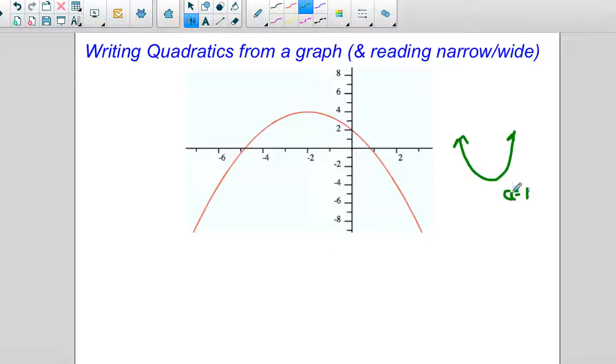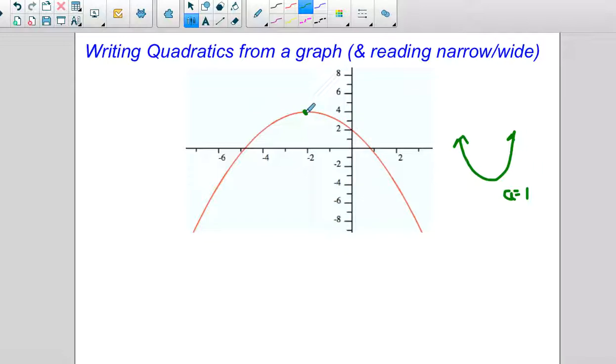And what does it do? Well, from the vertex, it goes right 1, up 1 to get to the point 1, 1. It goes right 2, up 4, right 3, up 9. So if it does that, you know that the a value is 1. But here, if you think about the vertex as -2, 4, it clearly doesn't go right 1, up 1, or right 1, down 1, which would just mean the a value would be -1. So you have to figure out what it is doing.